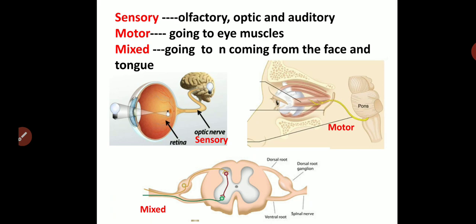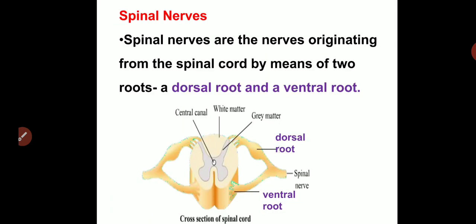Then the motor nerve is the oculomotor nerve, which you can see in the diagram where the motor nerve is shown. The yellow color thread which comes from the brain to the muscles of the eye. Then the mixed nerves are the facial nerves, or even the spinal nerves are also mixed nerves. Now coming to the spinal nerves. The spinal nerves arise from the spinal cord, and these are 31 pairs in man.